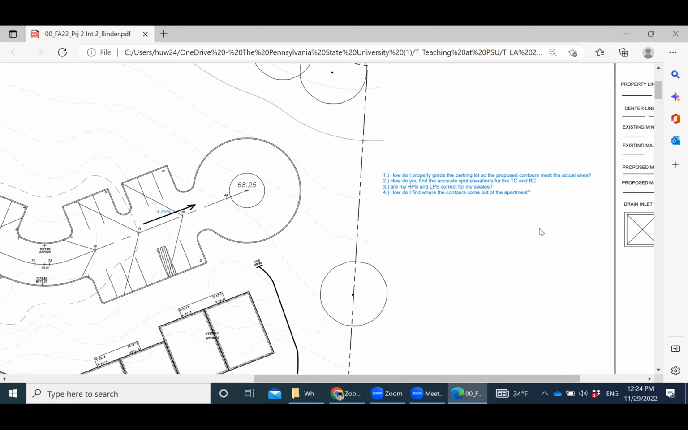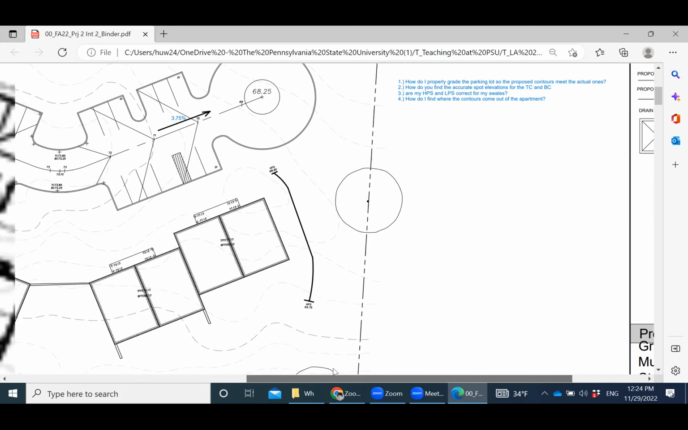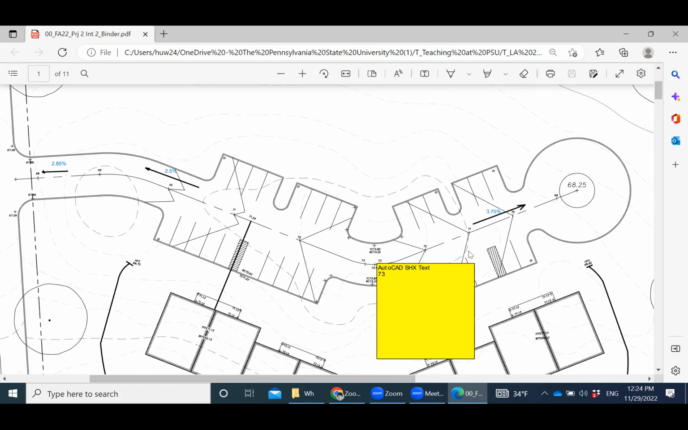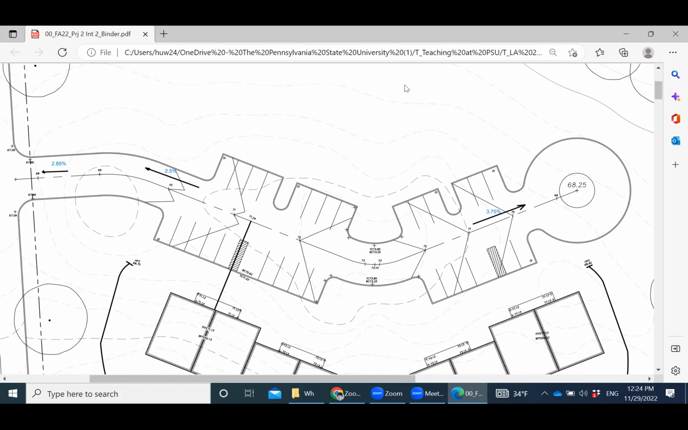How do I find where the contours come out of the apartments? So let's take a look at the parking lot first. Something's changed over here. This changed from having a small crown to having two major swells in the middle, which might not be necessary. You could continue your crown pattern right here, okay?